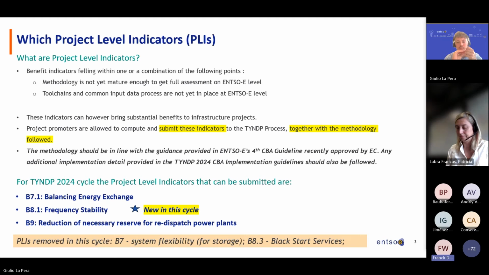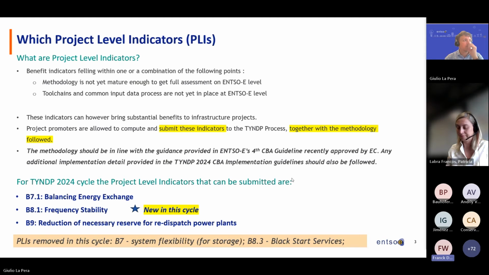At least methodologically, how we see these indicators, and it's always a trade-off between complexity and resources required for these assessments. Therefore, to the best extent possible, it's always recommended to be in line with the guidance provided, at least in these guidelines. So for this cycle, which project level indicators are we speaking about?